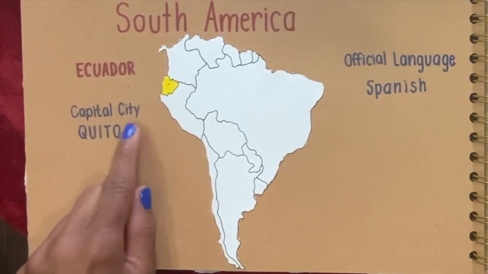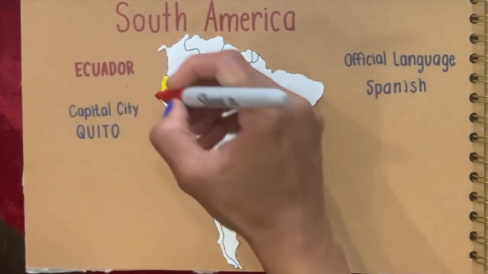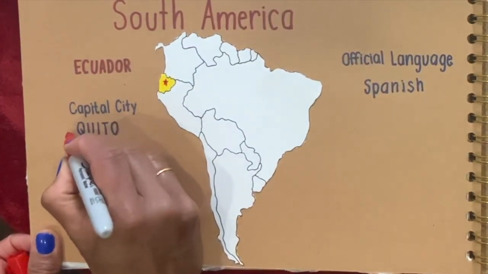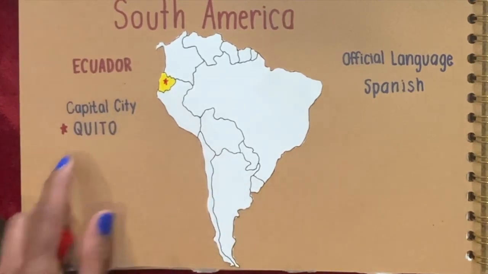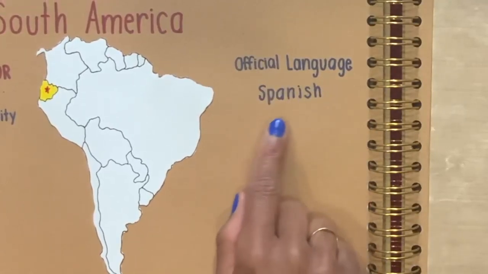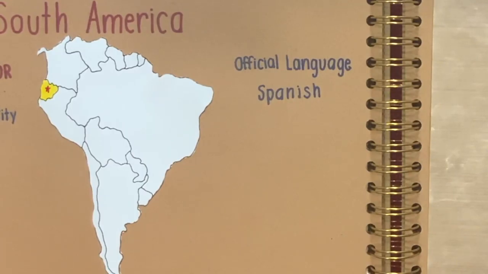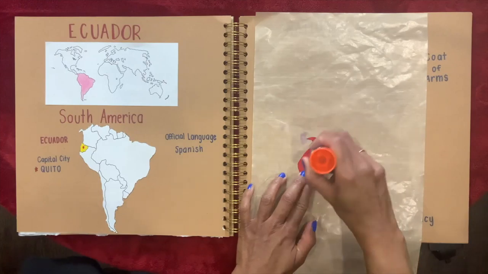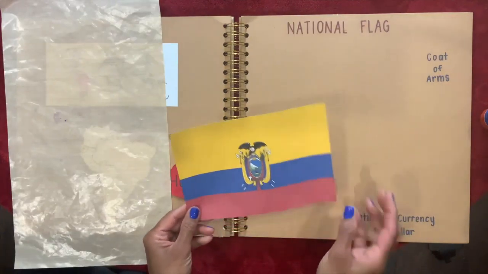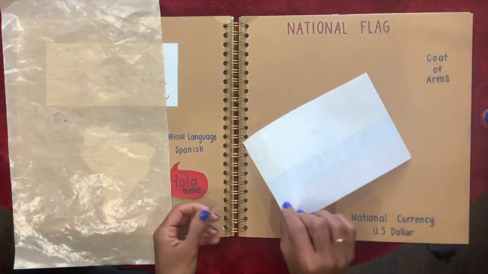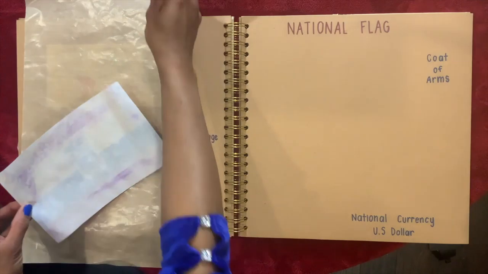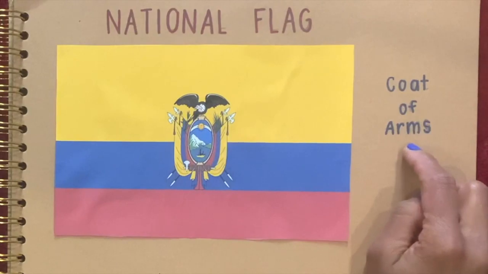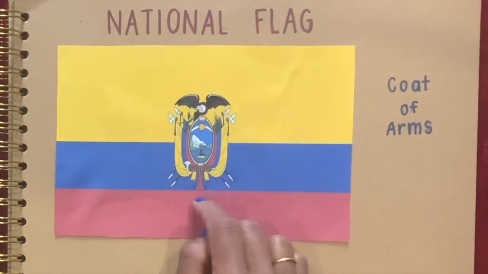Now I'm going to mark the capital city, Quito. So I'm going to put a star here, so you know it's Quito. Now, the official language is Spanish. We learned from Clementina that hola means hello. So I'm going to put it over here. National flag of Ecuador, we already saw. So I'm going to glue the flag. And the coat of arms is mounted on the flag.